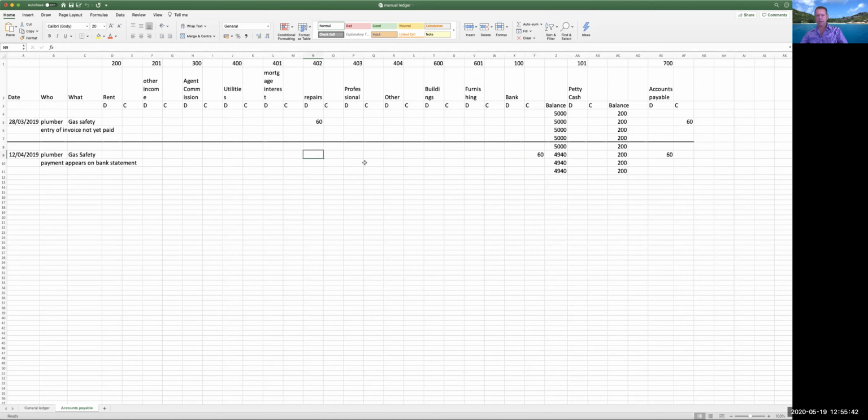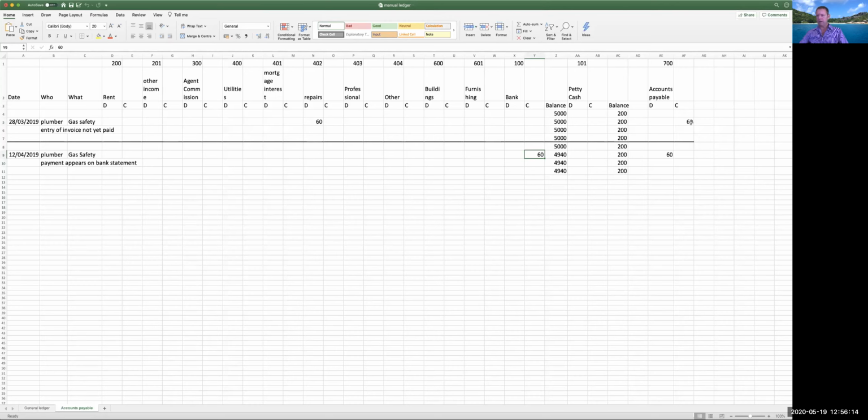Should I put it in as repairs? No, because last month I put it in as repairs. So if I put it in as repairs again, it's going to mean that I'm double counting, that I've got 120 in my repairs bill over the 2 months when I should only have 60 in my repairs account. So where does it go? It's in the bank account. It can't go against repairs.